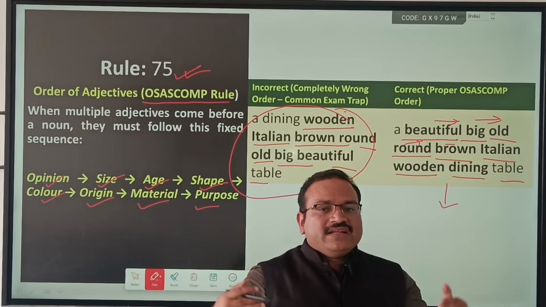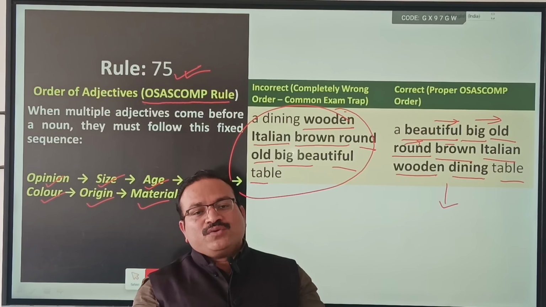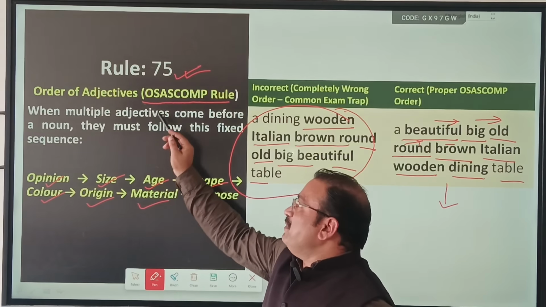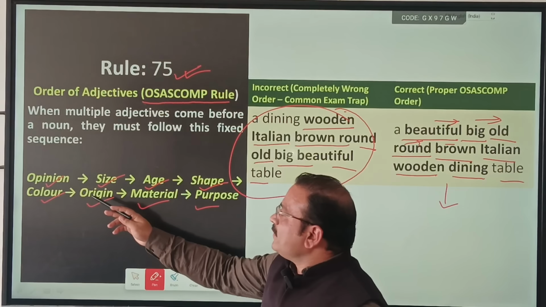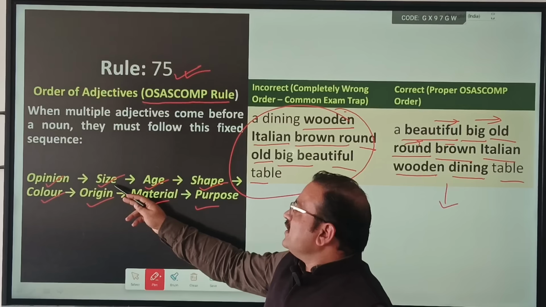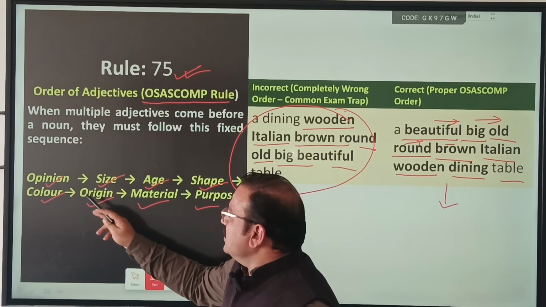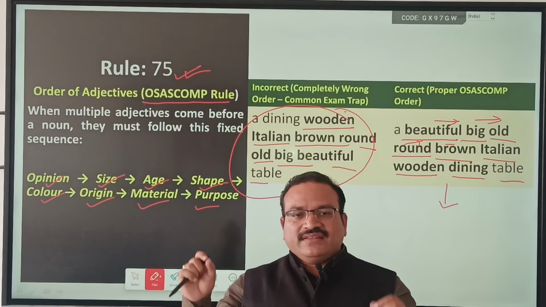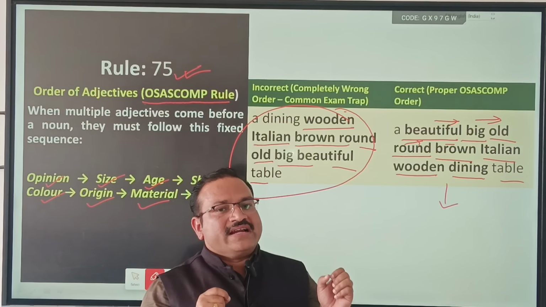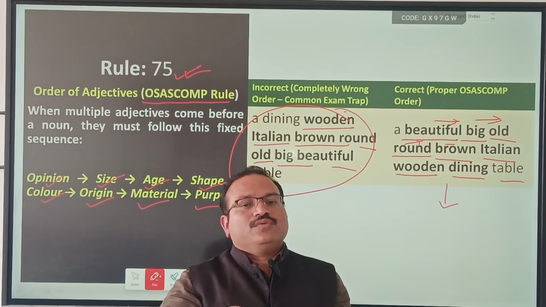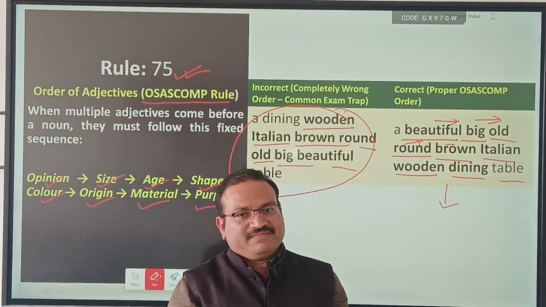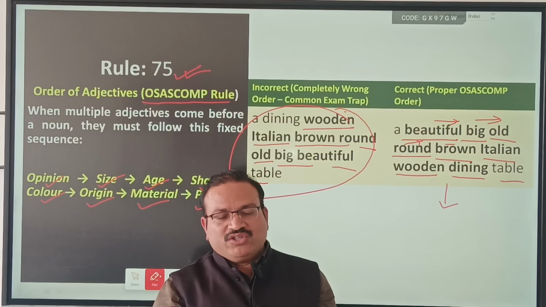When too many adjectives, multiple adjectives, are used in a single sentence, remember this rule, OSAS comp rule. OSAS comp rule means what? Opinion, size, age, shape, color, origin, material, purpose. This should be the order of the adjectives in the sentence. If they change the order, you spot the error. If you know this, you can easily do it.